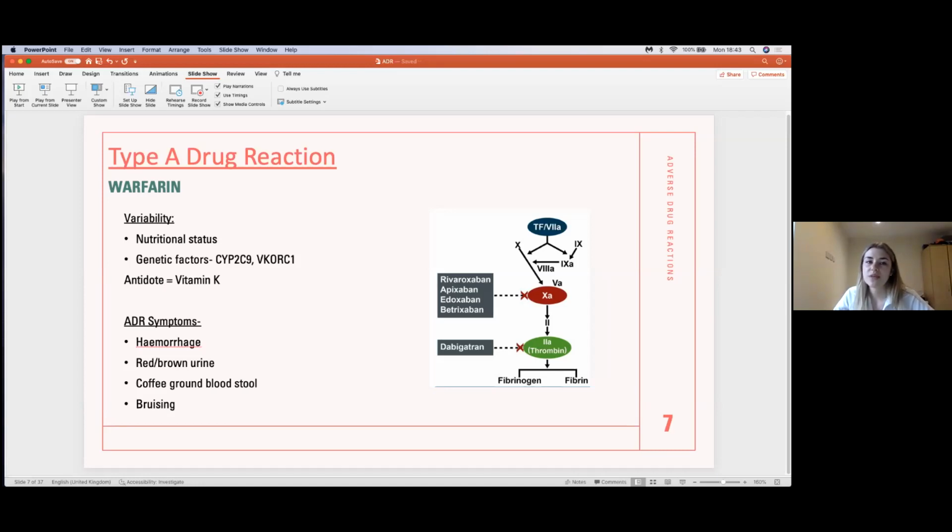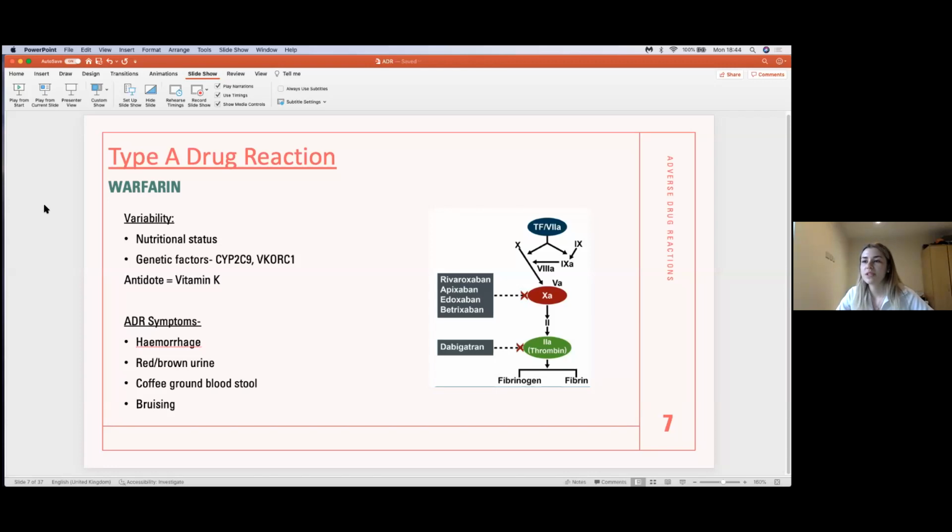Warfarin is also a vitamin K antagonist. So it interferes with the hepatic carboxylation of vitamin K dependent coagulation factors. So factors 2, 7, 9 and 10. Warfarin then reduces these 4 factors, so the anticoagulant effect is then observed. So the obvious antidote to warfarin is vitamin K.